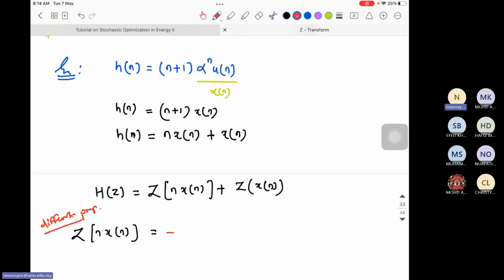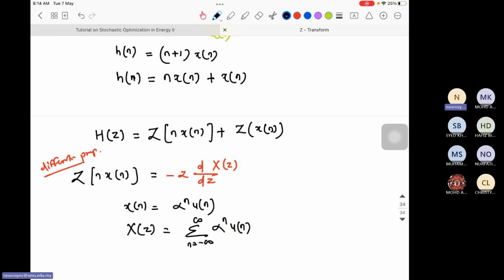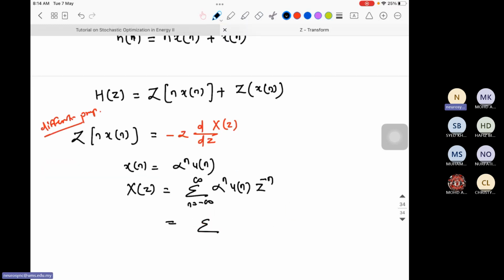Okay, so this is basically equal to minus z d by dz of x of z. First we will find the x of z. We know that x of n equals alpha to the power n u of n. So x of z equals summation from n equals minus infinity to infinity alpha to the power n u of n z to the power minus n. So it will go from n equals 0 to infinity alpha to the power n z to the power minus n.